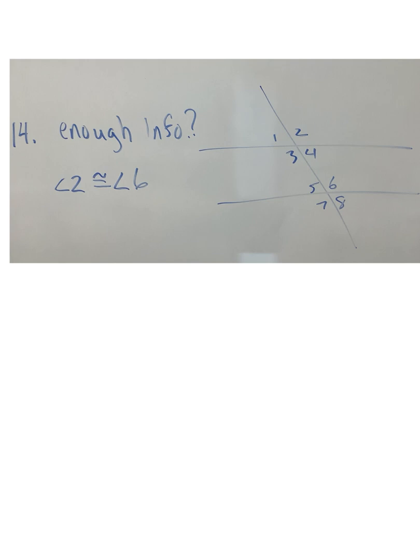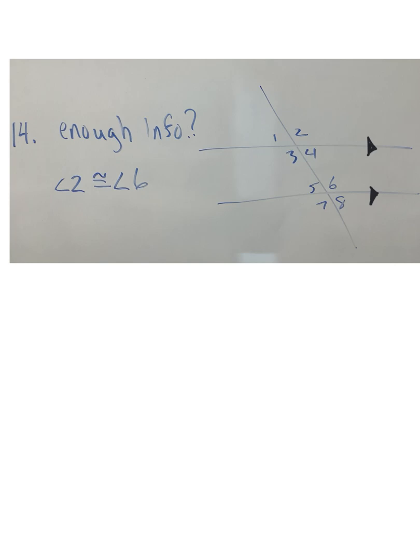For some reason, these aren't on the picture. Okay. Is there enough information to show that angle 2 is congruent to angle 6? You should have said no. There are no parallel signs. They look like little colored-in triangles. So if those were there, then you would say yes. And why would you say yes? Because they're corresponding. I almost said consecutive.